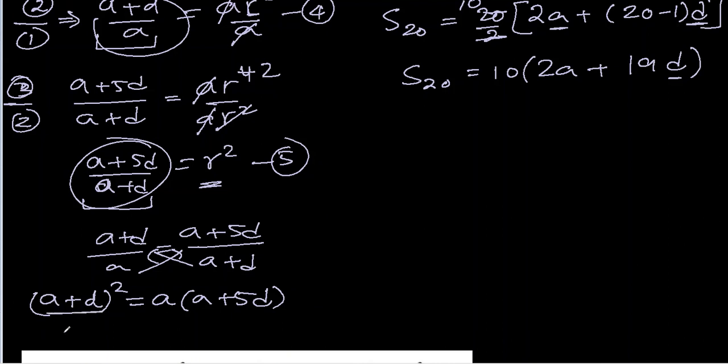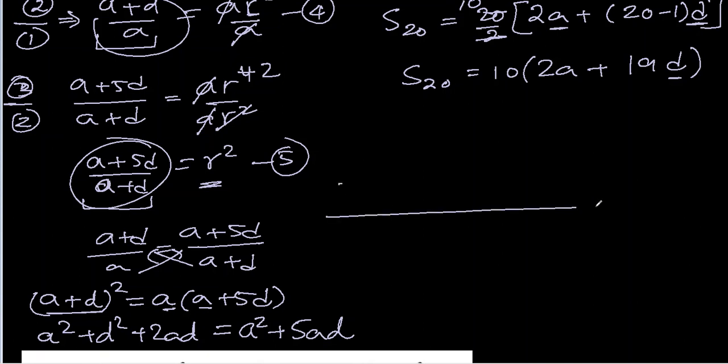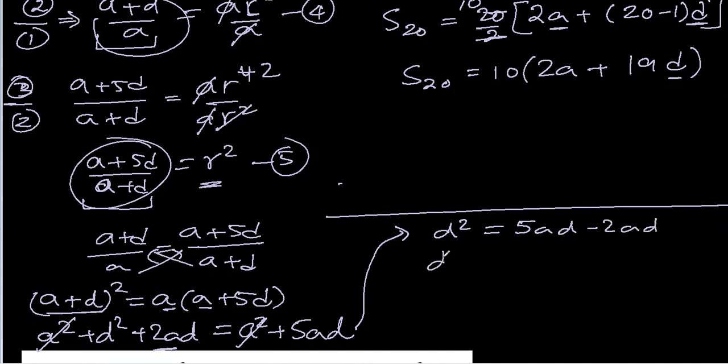If I expand this, (a plus d) whole square is what? A square plus d square plus 2ad equal to a times a is a square. Yes, square is gone, plus 5ad. Right? And we have to use it. Let's continue here. So a square on both sides we can cancel out by subtracting a square from both sides. D square is left here, and 2ad I'll bring to 5ad so that we get 3ad. So d square equal to 3ad.